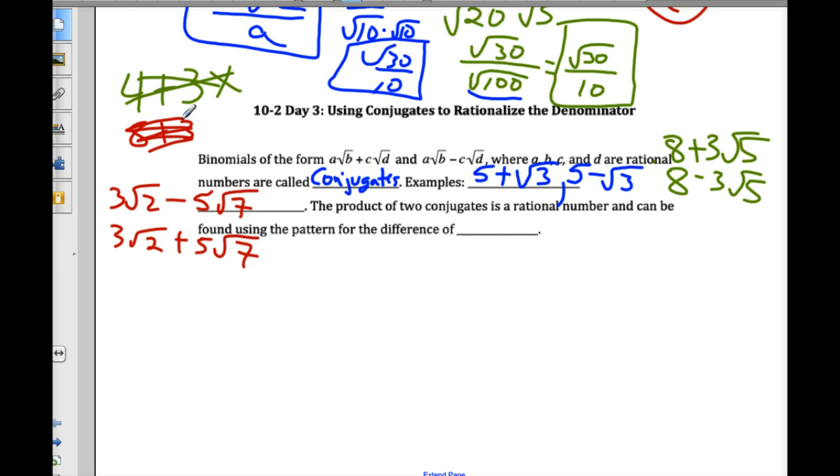Now, here's the deal. The product of 2 conjugates is a rational number. Underline that. If somebody can explain that to everybody else, I'd be highly impressed. Because believe it or not, these are all irrational numbers, because we got radicals in there. But if we multiply conjugates together, guess what you always get? A rational number.